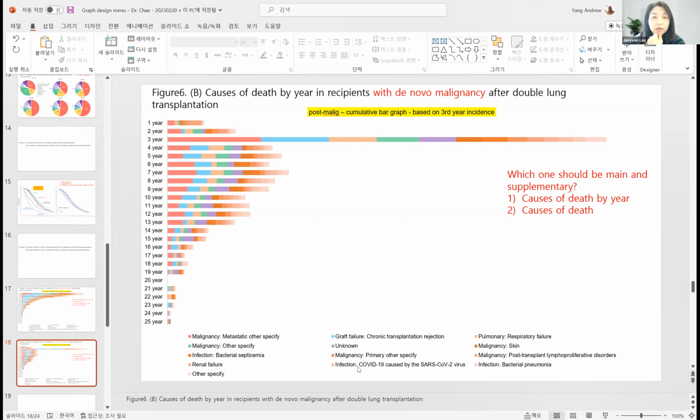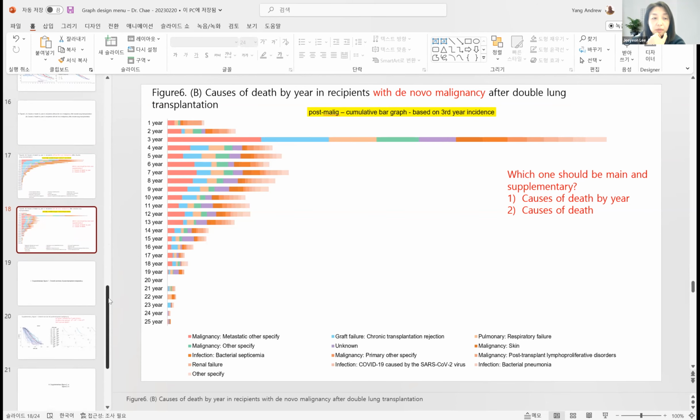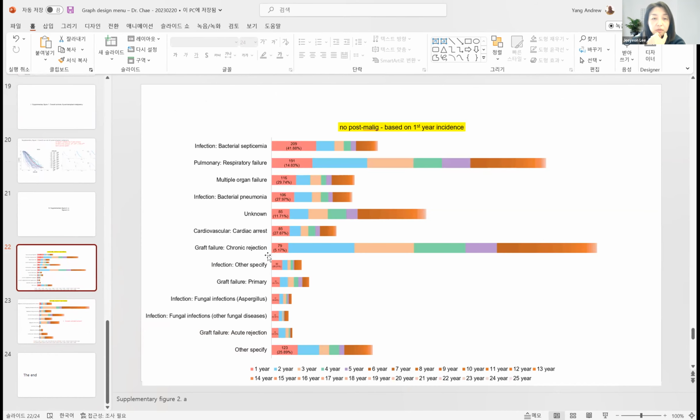Anything else? Can you go to the supplementary figure? The next one, slide 22. These are the same, but we divided by cause of death, not by year. First we made this figure, but then we realized that in the third year so many deaths occurred in the post-transplant malignant group, so we made it again by year, and we made the previous one. I like this too. Let's use it for supplemental.